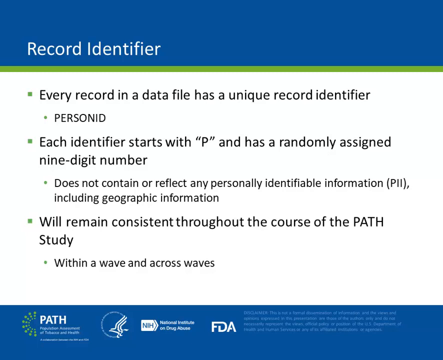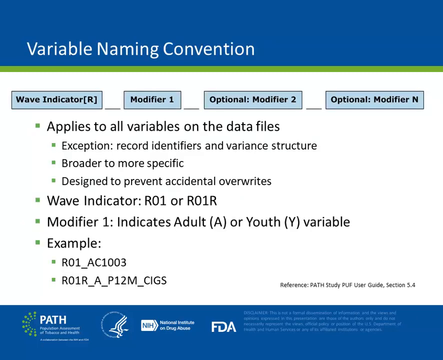For example, aged-up adults, or someone who completed the youth interview in Wave 1, then turned 18, so completed the adult interview in Wave 2, will retain the same Person ID when they move from the youth to adult questionnaire. All variables except record identifiers and variables related to variance structure use the same variable naming conventions. These are designed to prevent accidental overwrites.